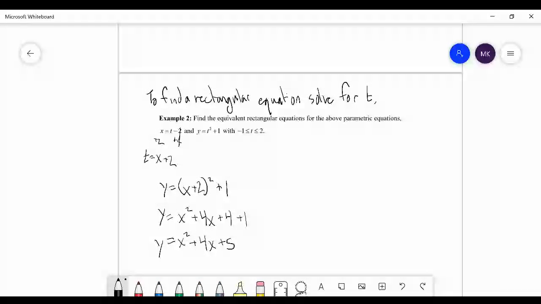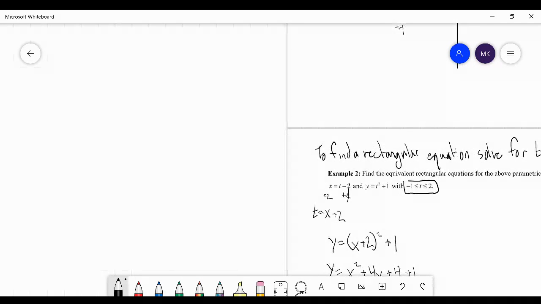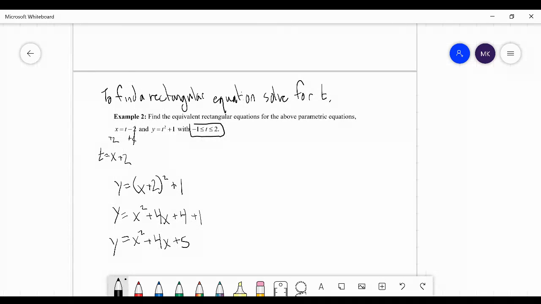But we had a parameter t that went from -1 to 2. And so what we have to do is essentially say that -1 is less than or equal to t, less than or equal to 2. But t is equal to x plus 2. So we get that -1 is less than or equal to x plus 2 is less than or equal to 2. So we have to solve this system of inequalities, right?